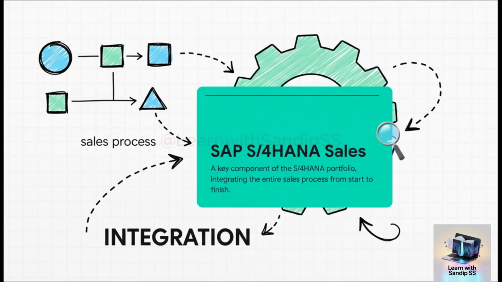Okay, think of it this way. SAP S4HANA Sales isn't just another app on your computer. It's more like the central nervous system for the entire sales process. Its main purpose, its whole reason for being, is to connect every single step, everything, from the very first hello from a customer all the way to the final payment hitting the bank. It creates one single, smooth, integrated flow. And that word right there, integration, that's the magic ingredient. It's the key to everything.